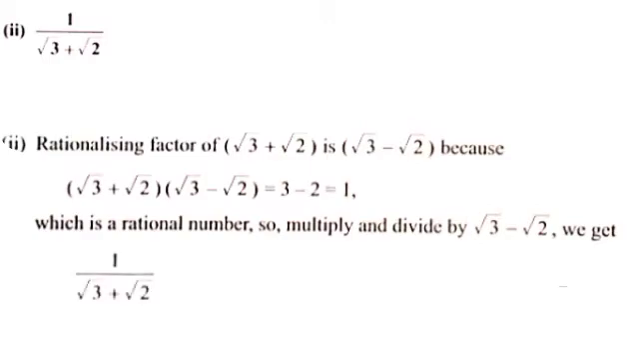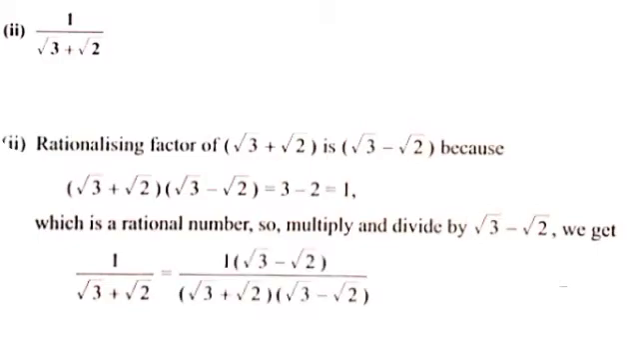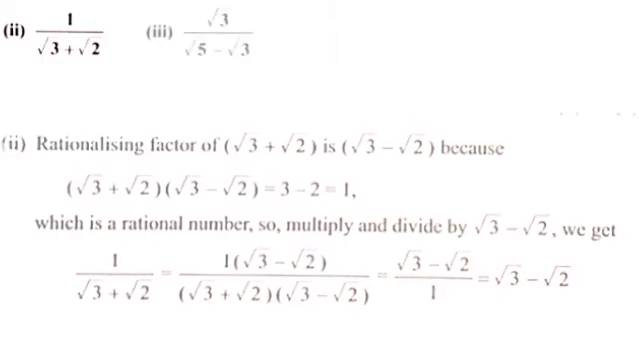We get 1 by square root 3 plus square root 2 is equal to 1 into square root 3 minus square root 2 by square root 3 minus square root 2, which is equal to 1 into square root 3 minus square root 2 by square root 3 plus square root 2 into square root 3 minus square root 2, which gives our answer square root 3 minus square root 2 by 1, which is square root 3 minus square root 2.